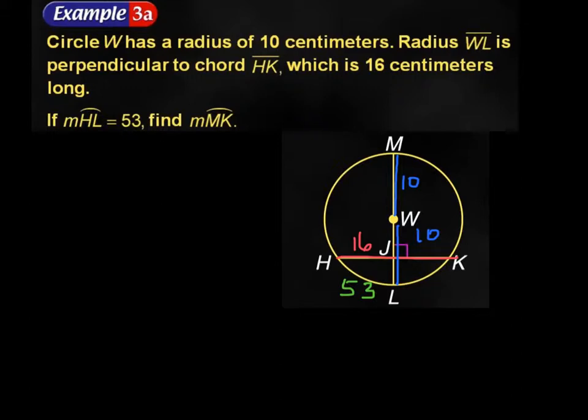Circle W has a radius of 10 centimeters. Radius WL is perpendicular to chord HK, which is 16 centimeters long. If the measure of arc HL is 53, find the measure of arc MK. Well, if HL is 53, then LK is also 53, and since MKL is a semicircle, all we need to do is take 180 minus 53, and we get 127.